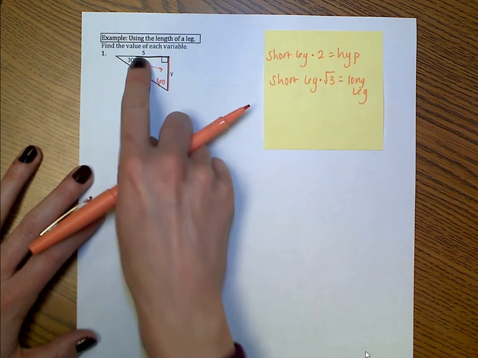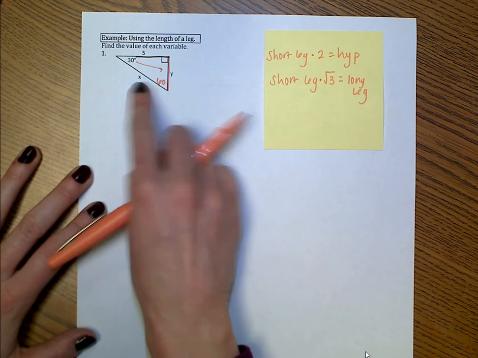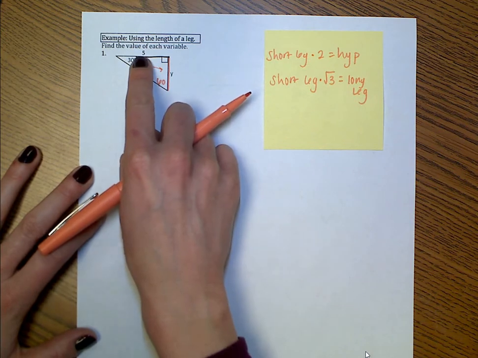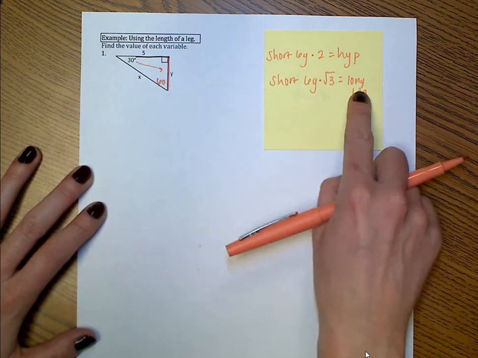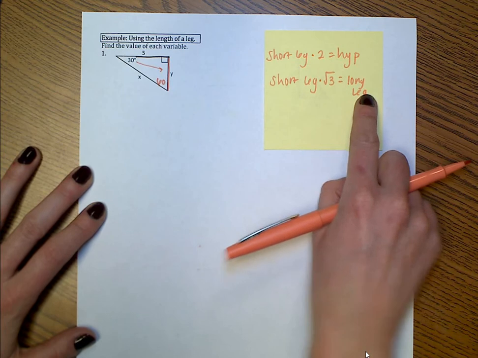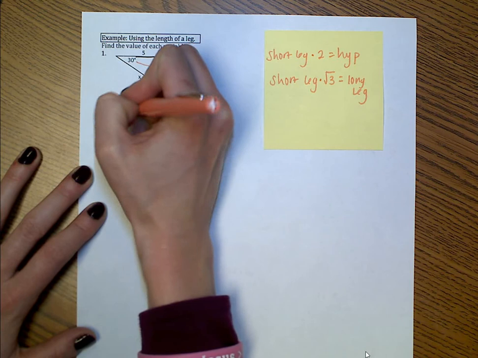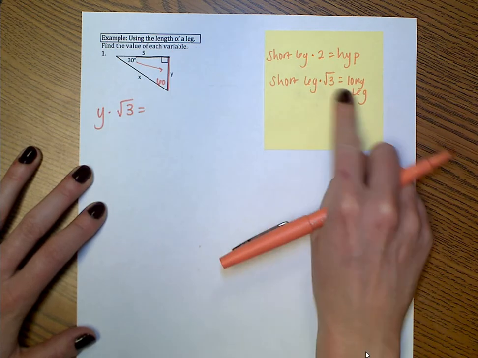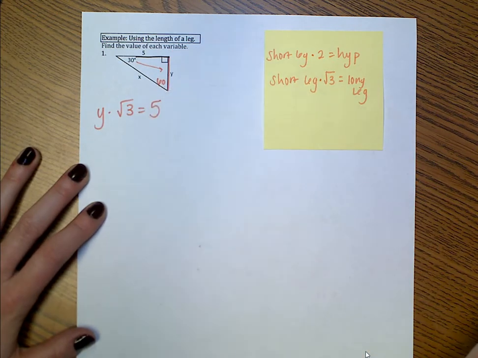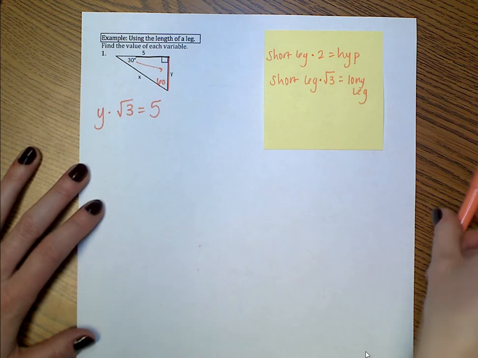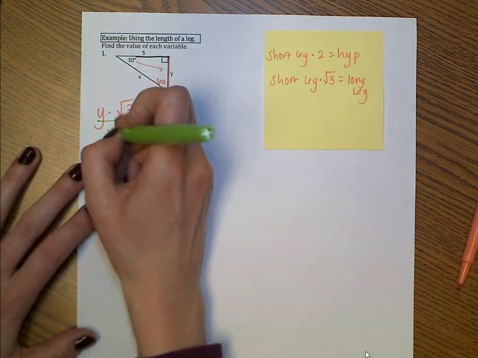This time, instead of being given the hypotenuse, I'm given the long leg. So I need to look to this second shortcut first and use it. I know if I do the short leg, which is y, times radical 3, I get the long leg, which is 5. Okay, so I just need to solve this by dividing by radical 3.